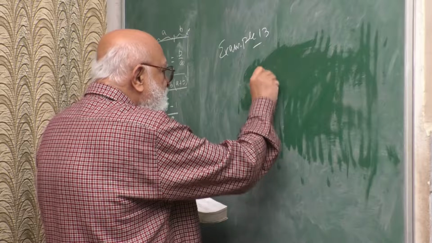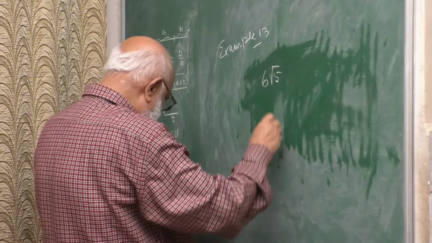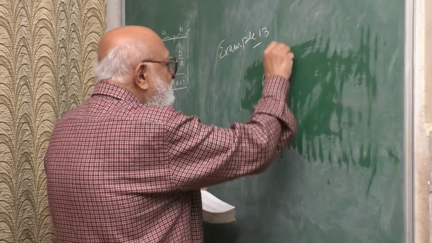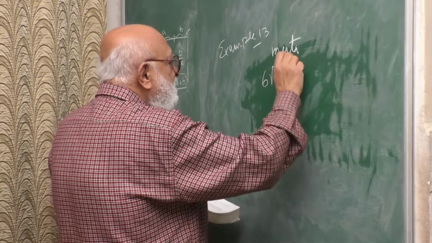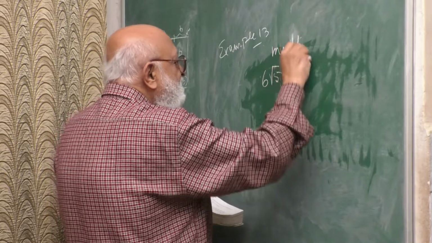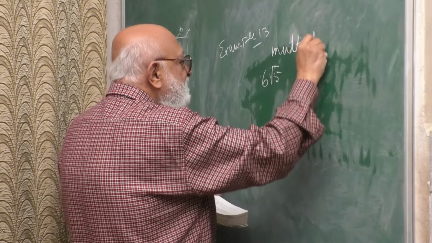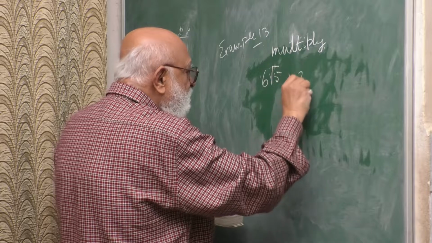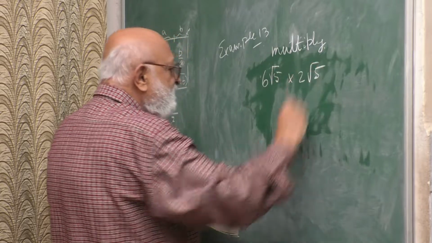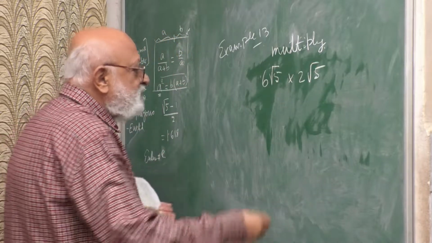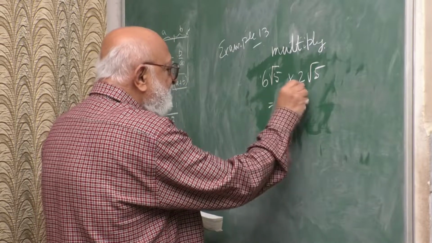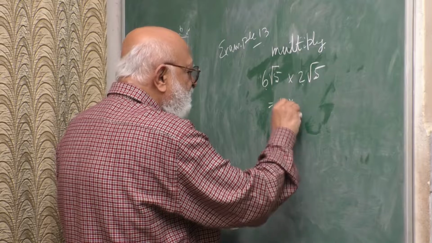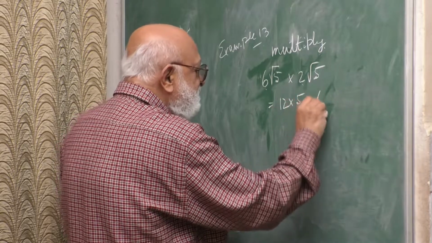Let's say 6 root 5, multiply this by 2 root 5. What do we get? We simply multiply this and this, that is 12. Root 5 into root 5 you get 5, so you get 60.